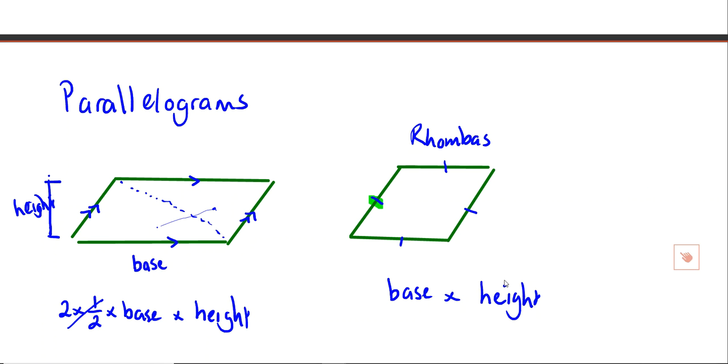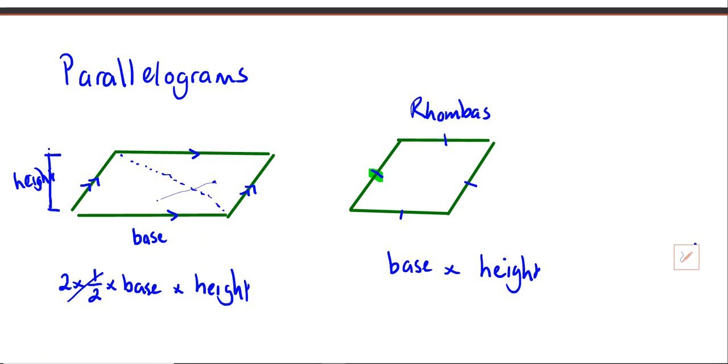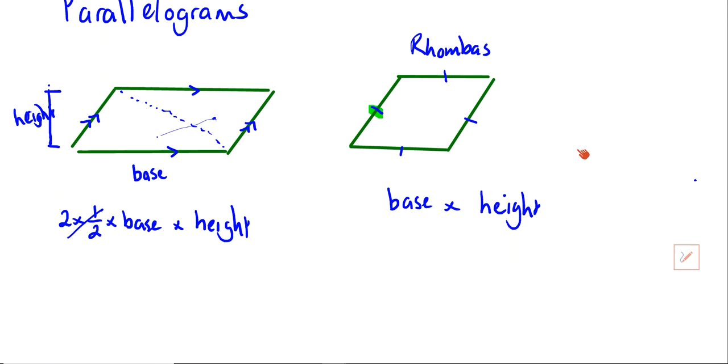Anyone need any clarification, explanation on it? So 2 times the half is 1. That's why we can get rid of it. So half times base times height comes from the fact that I worked it out using the triangle, and then 2 triangles make the parallelogram, so I have 2 of them.